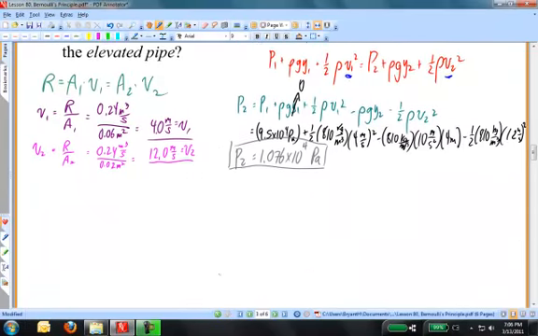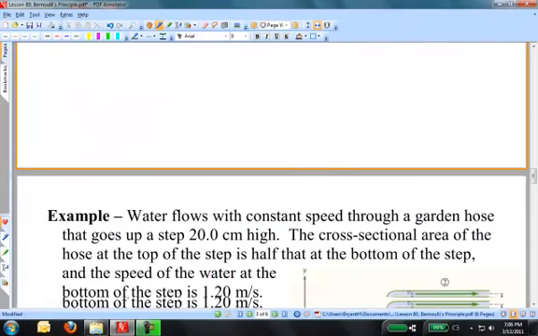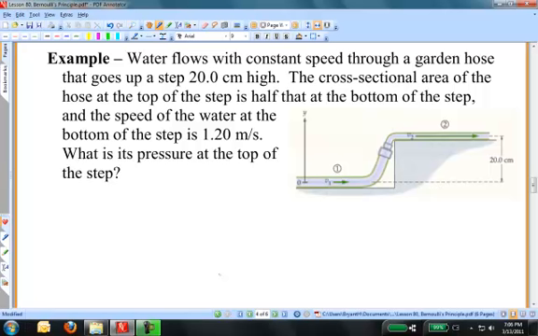Here's another example that's not found in your textbook. Water flows with constant speed through a garden hose that goes up a step 20 centimeters high. The cross-sectional area of the hose at the top of the step is half that at the bottom of the step, and the speed of the water at the bottom of the step is 1.20 meters per second. What is its pressure at the top of the step?